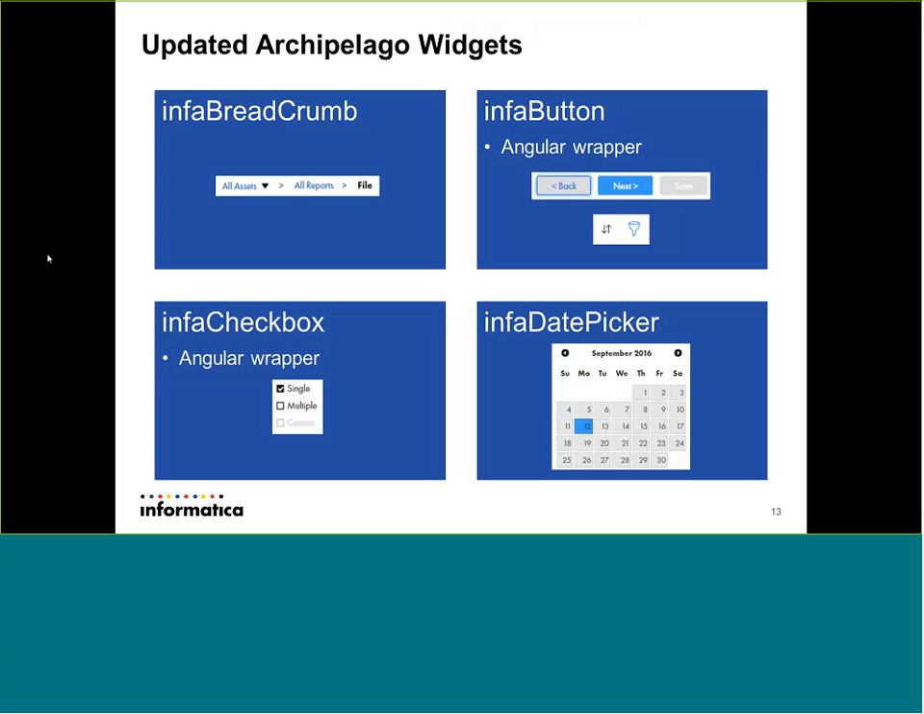So here we have the breadcrumb. It's been updated for Archipelago spec. The button widget, we've recently rewritten it from scratch to provide some better functionality and support, and even added the emphasize button state that gives you the full blue button, which is especially helpful in a number of these scenarios rather than requiring you to add the styles onto it to achieve that. Also, the checkbox and date picker widgets have been updated for the Archipelago spec. And the button and checkbox will have an Angular wrapper added to them.